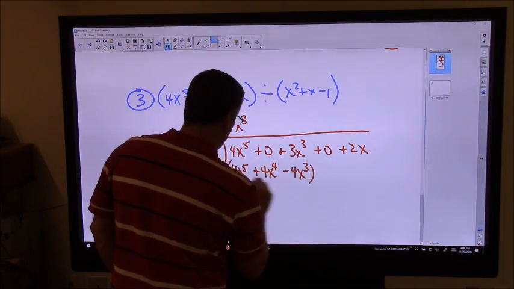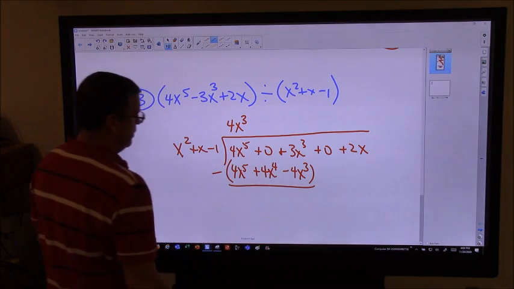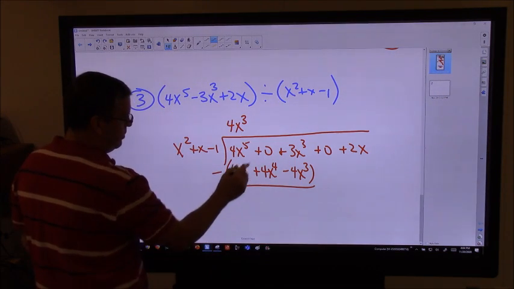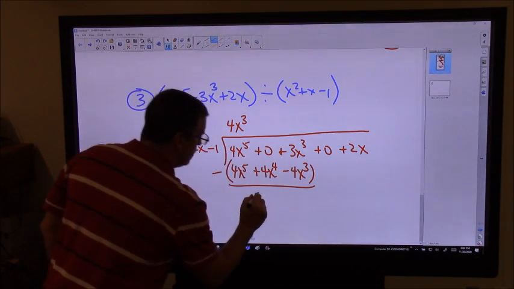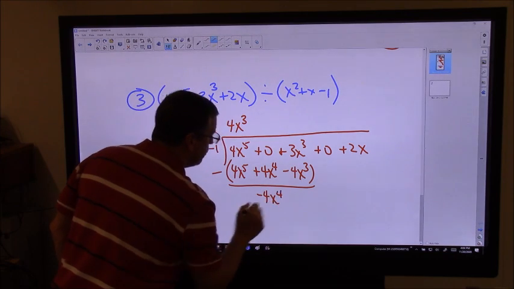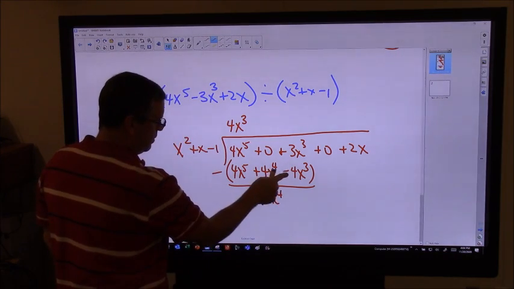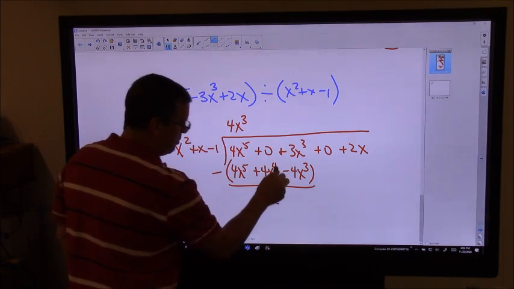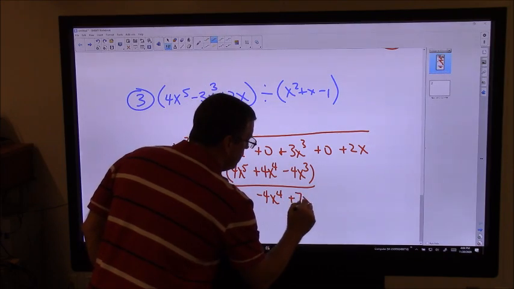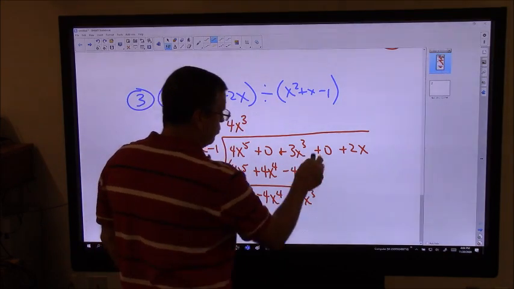And I need to subtract this. So that minus that is 0. That minus this would be a negative 4x to the 4th. When you subtract a negative, this becomes positive. So it'd be 3 plus 4, that's 7x to the 3rd. Bring down the next term.